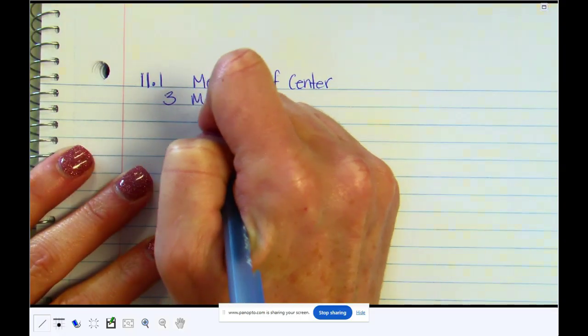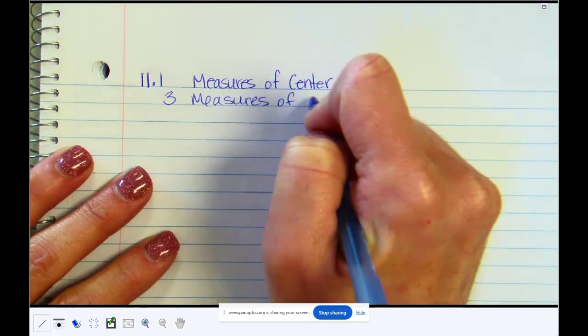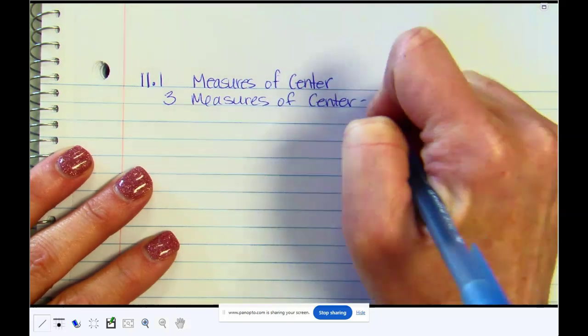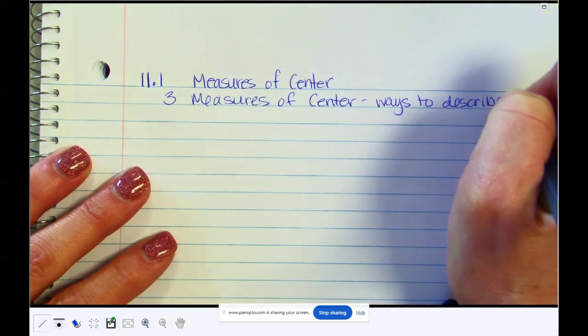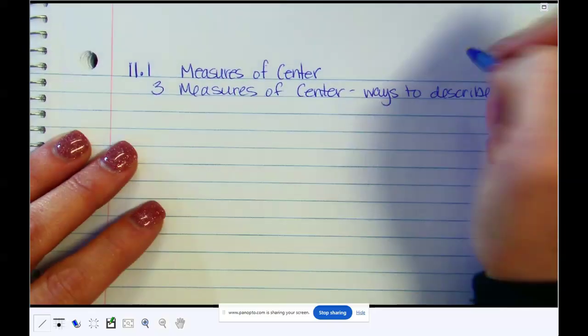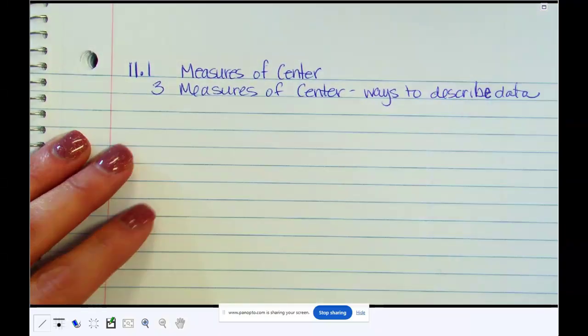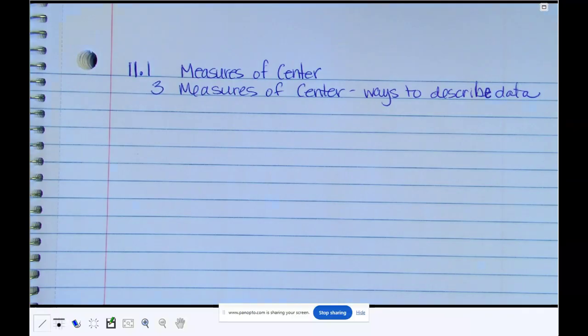So there are 3 measures of center. Okay, and we're going to say that this is ways to describe data. Data is kind of, I don't like that word. It's a very formal word, data. But data just means a bunch of numbers that we got from people. Measures of center, also a very mathy term, they just want to talk about them as a group.